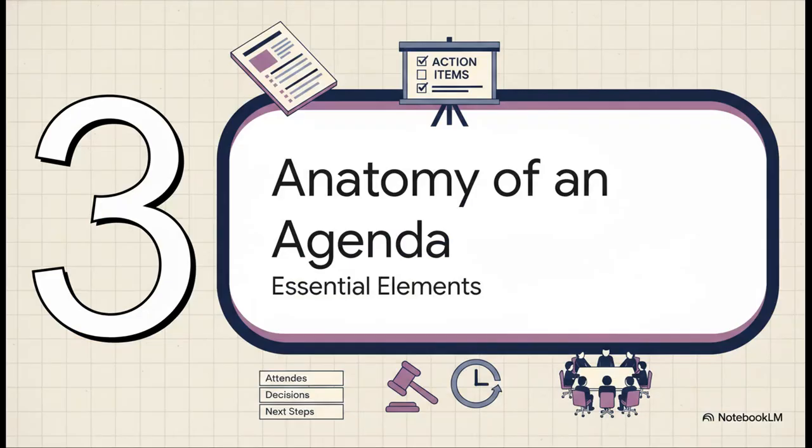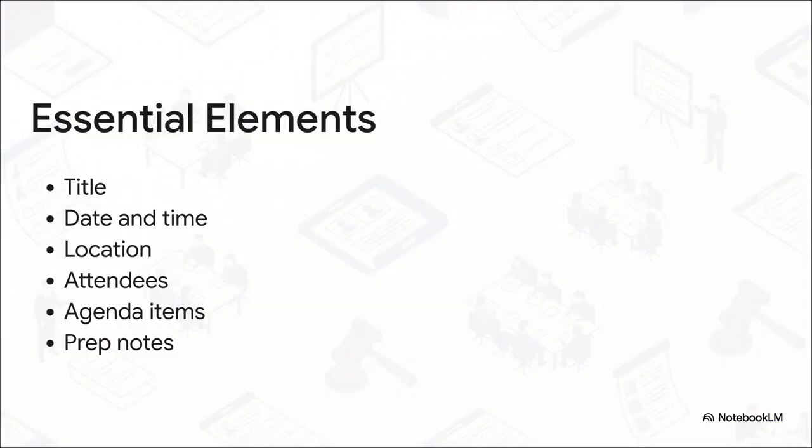Okay, section 3, anatomy of an agenda. Let's break this down. A truly professional agenda brings together a few essential elements that clearly define the boundaries of your meeting. You need a specific meeting title, so not just the word meeting, but something actionable, like weekly team check-in. You need the date, the start time, and, crucially, an end time. A strict end time signals to everyone that you actually respect their schedule.